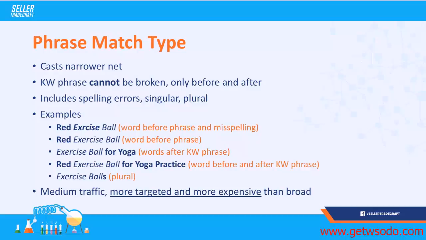It includes spelling errors, singular, and plural. And really the difference here when it comes to bids and traffic is that you will have a medium amount of traffic through these manual campaigns that are phrase match type, but they will be more targeted and more expensive than broad.